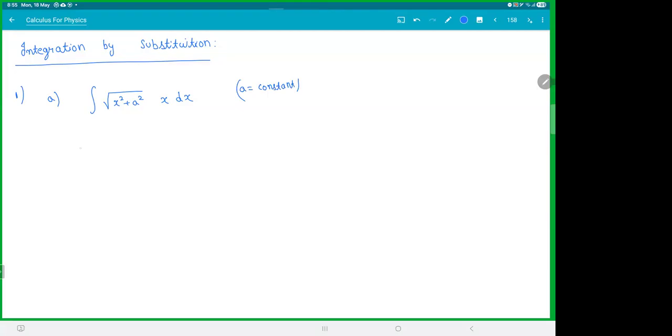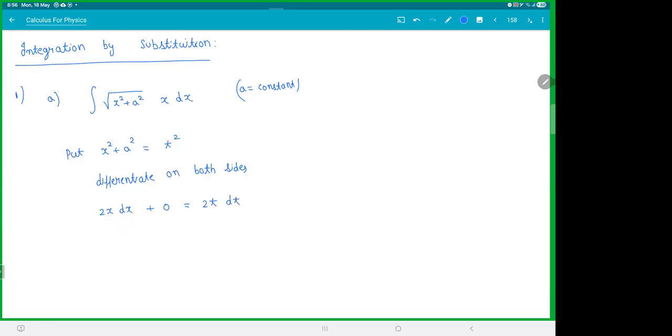This is the technique that we use. Put x square plus a square equal to t square. This is called integration by substitution. You're substituting that whole thing with a new variable called t. Differentiate on both sides. The differential of x square will be 2x dx. The differential of a square will be 0. The differential of the right side will be 2t dt. You might be thinking, okay, sir, you're differentiating with respect to what? You can differentiate with dt and send dt to that side. You can think of it like that also. It works.